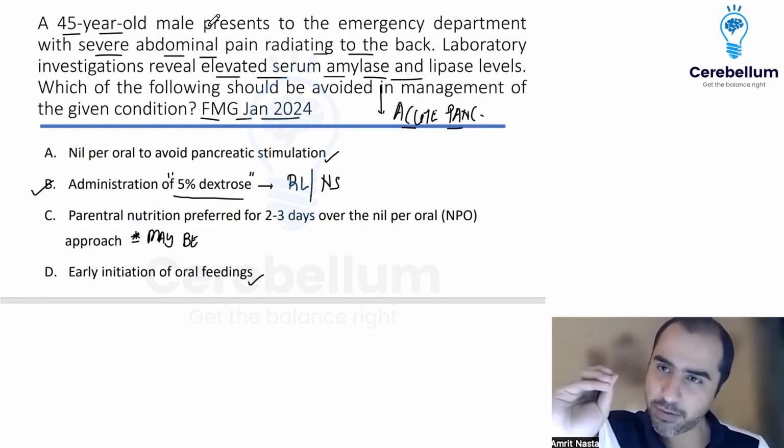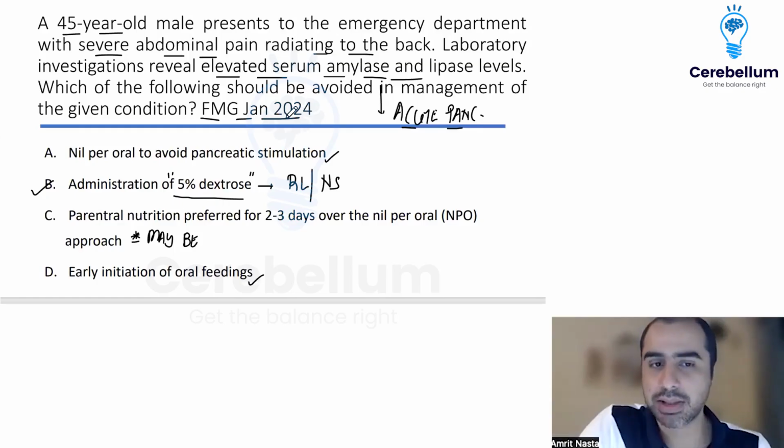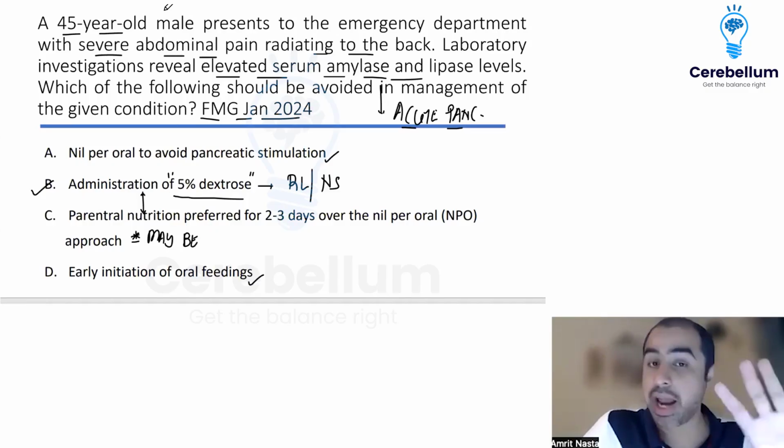Okay, the preferred feed will not be parenteral. The preferred feed will still be enteral. You will still prefer nasogastric feed or nasojejunal feed versus TPN. So not the best choice, but between the two, go for B. Is what I gauged from the recall.